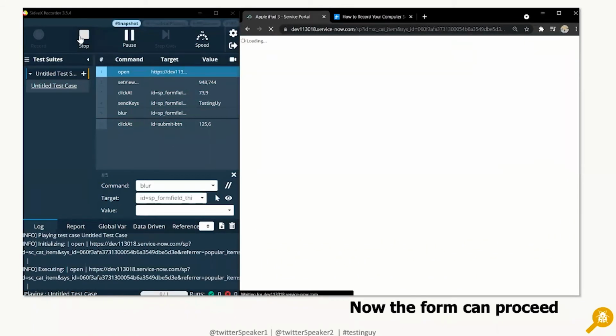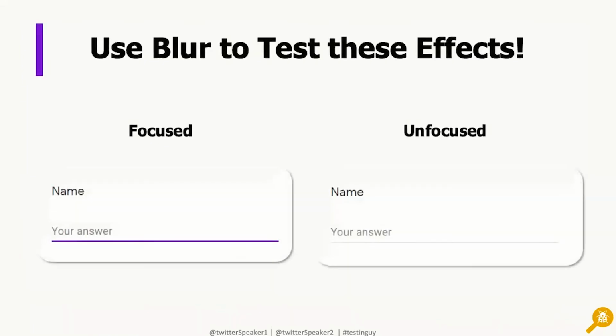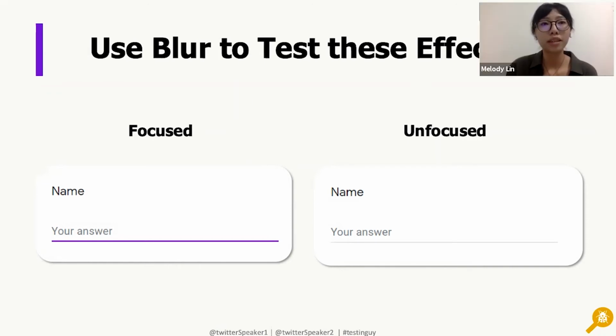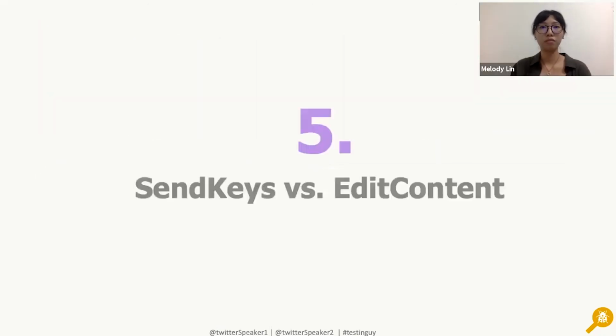And also you could even use this blur command to test if some effect is taking place when you unfocus or focus on your website element, like this Google Form input box changing color. And well, let's move on to the next.